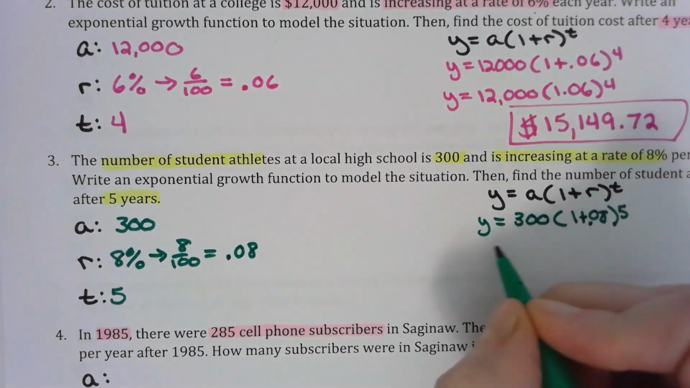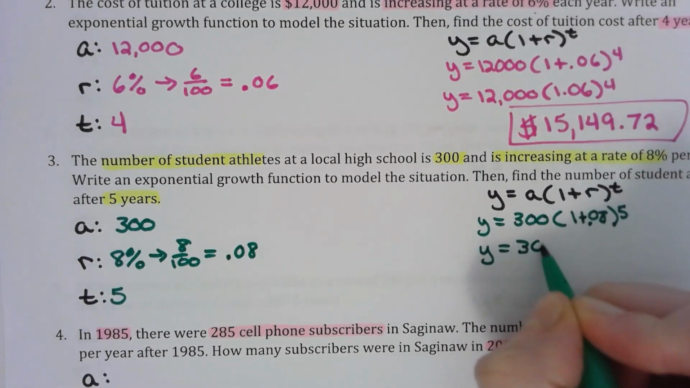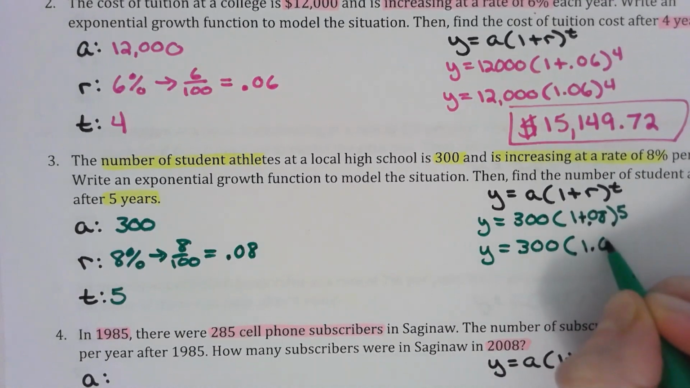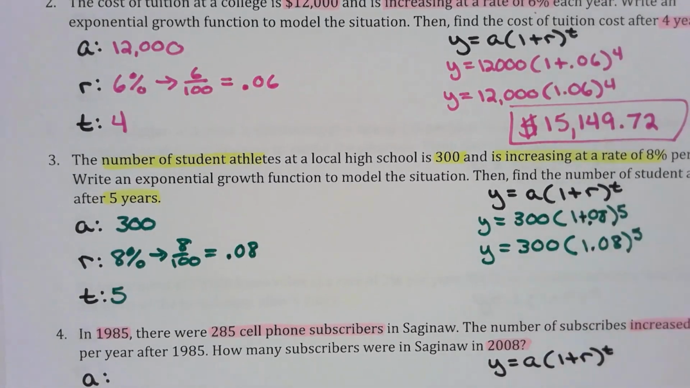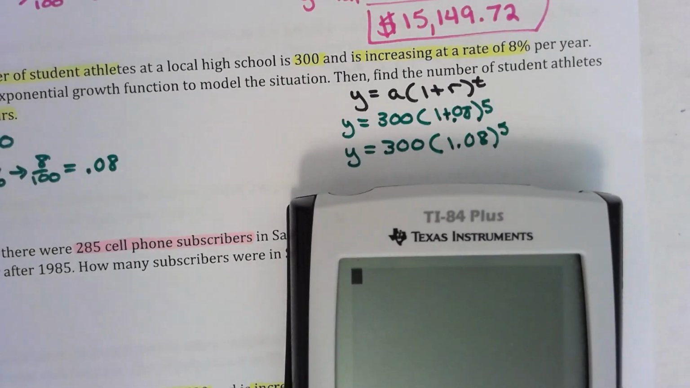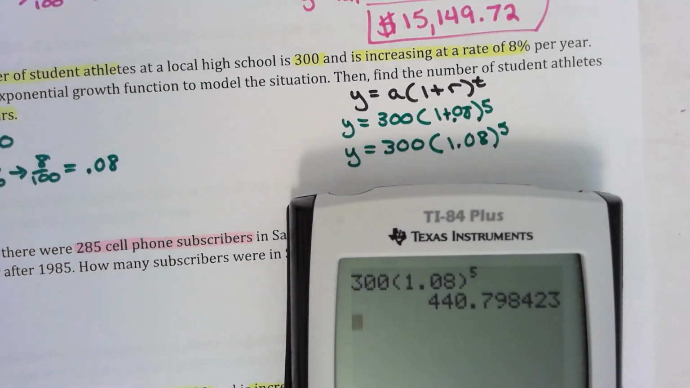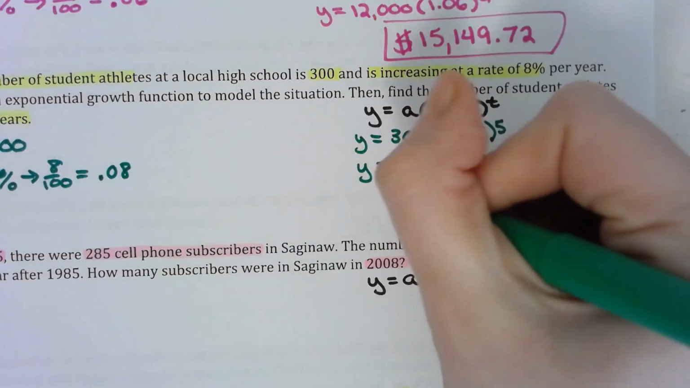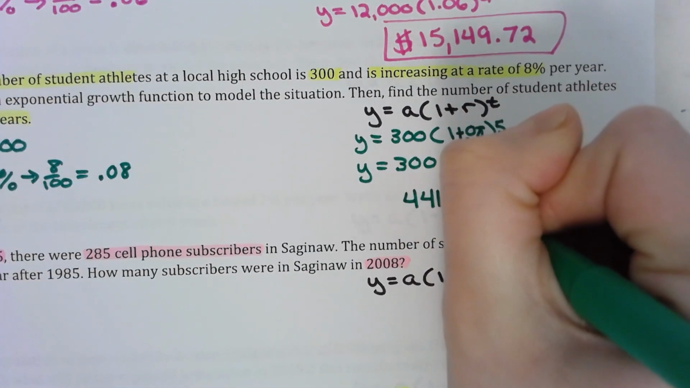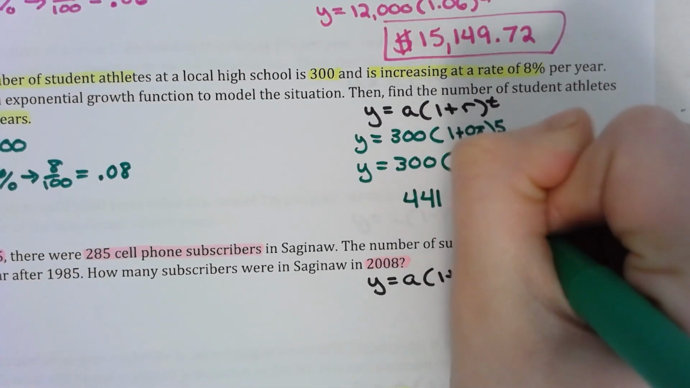I squished that together because I accidentally started adding it in my head, but it would be 1.08 to the 5th power when you add those numbers together. This one is not talking about money, it's talking about population or student athletes, so it does not make sense to have decimals. We're going to round to a whole number. It looks like we're going to have 441 because the number right after the decimal was bigger than 5. So 441 student athletes.